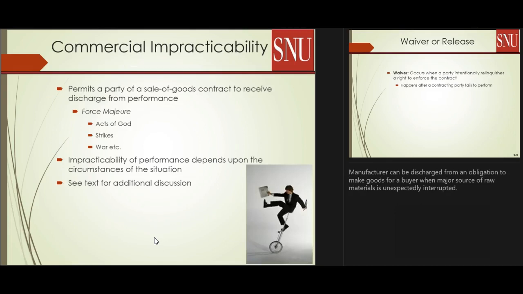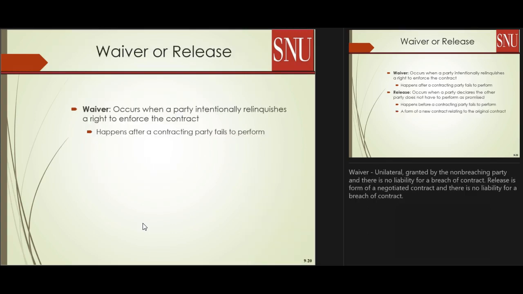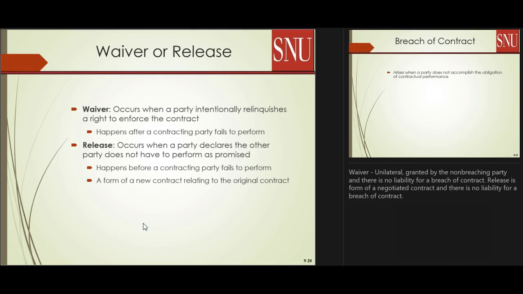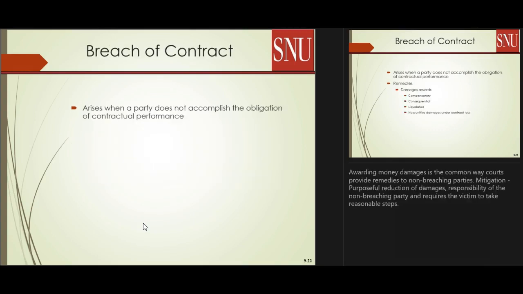Commercial impracticability is what's called force majeure in contracts: acts of God, strikes, war. It makes it impractical for the party to perform. Look at the text for additional information on that. A waiver occurs when one party intentionally relinquishes the right to enforce the contract, and a party may release one party from performance if they want to.